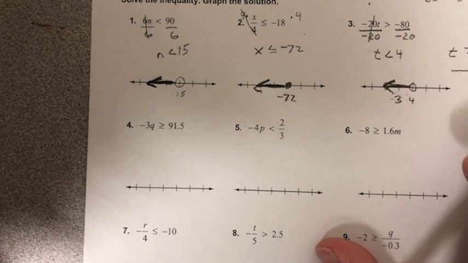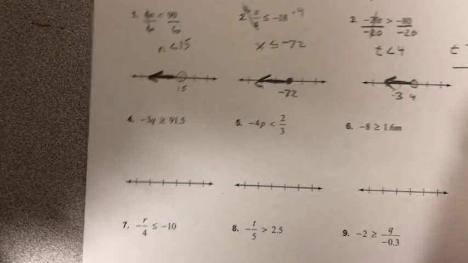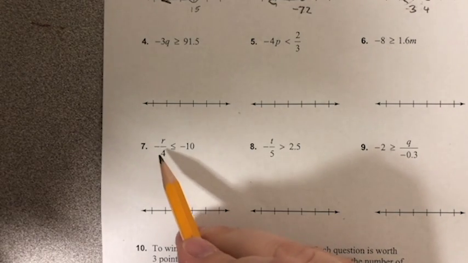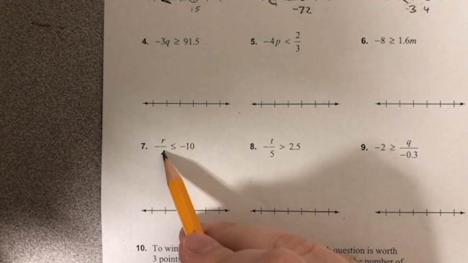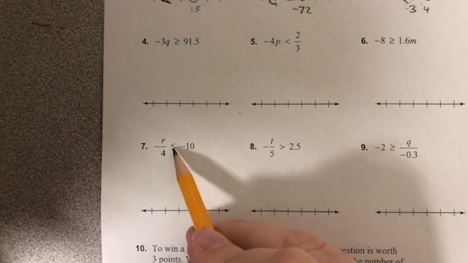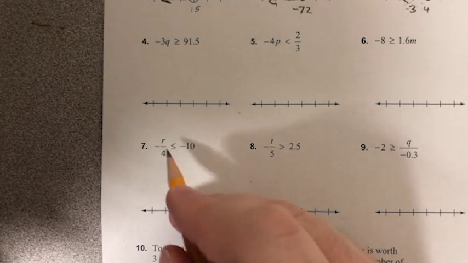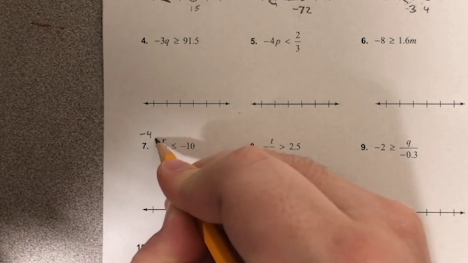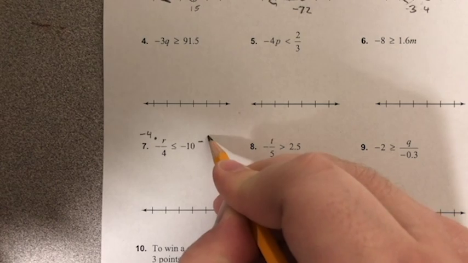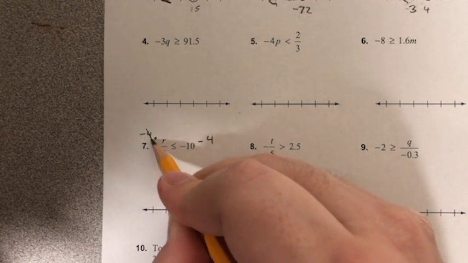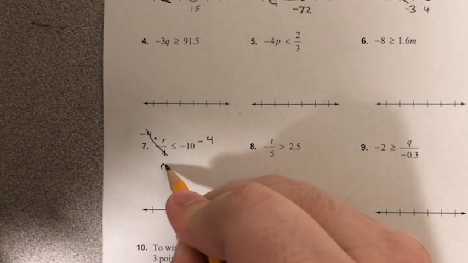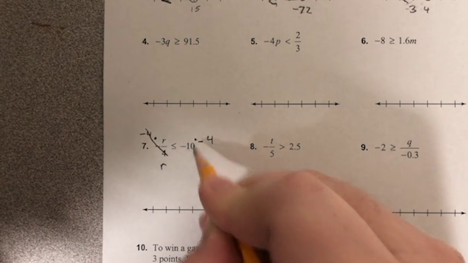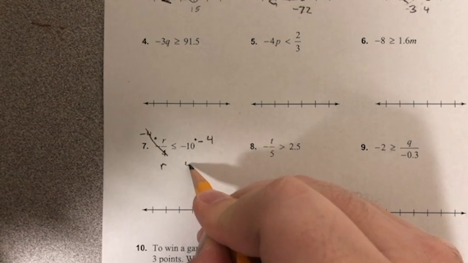All right, let's see if I've got another one here. I'm going to do 7 with you, just to show this. So this time I have negative r divided by 4 is less than or equal to negative 10. Well, I want to get rid of that negative 4, so I'm going to multiply the whole thing by negative 4 on both sides. The negative 4 cancels out, and that leaves me with just r. And negative 10 times negative 4, and this is multiplication, is going to give me a positive 40.